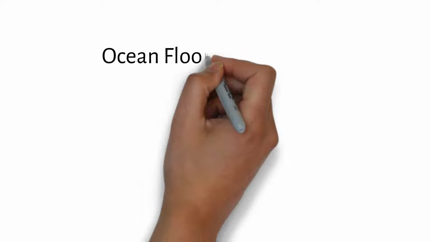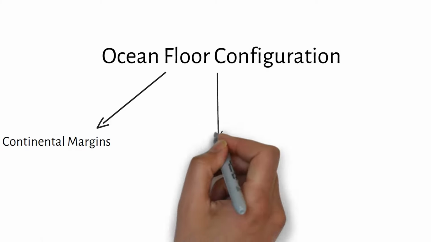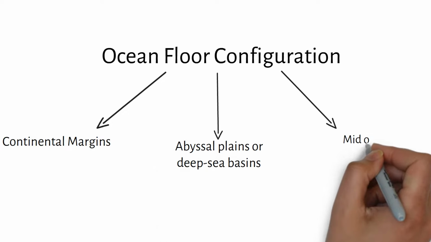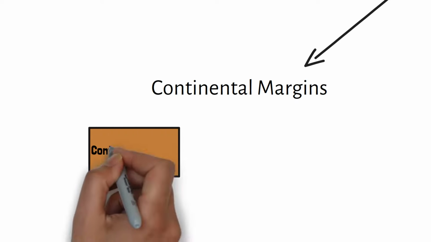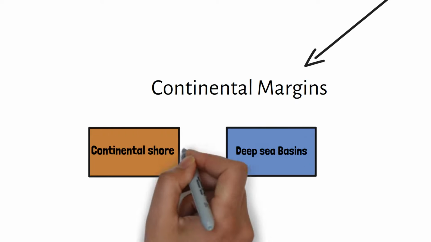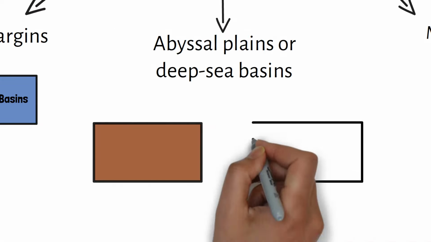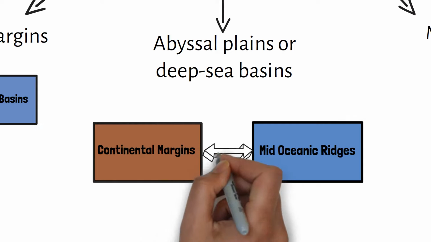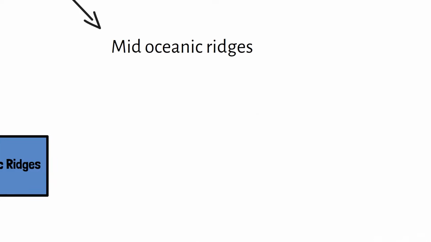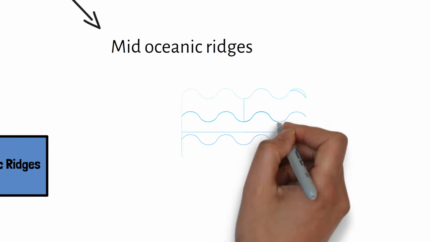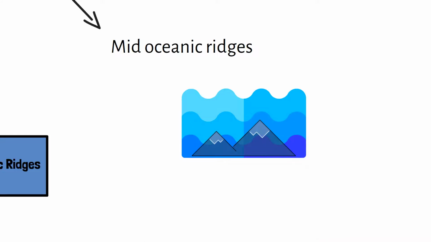What is the ocean floor configuration? It is segmented into three different divisions: continental margins, deep sea basins, and mid-ocean ridges. Continental margins. This is the transition between continental shores and deep sea basins. Abyssal plains or deep sea basins. These are the plains between continental margins and mid-oceanic ridges. Mid-oceanic ridges. These include the longest mountain chains submerged under oceanic waters.